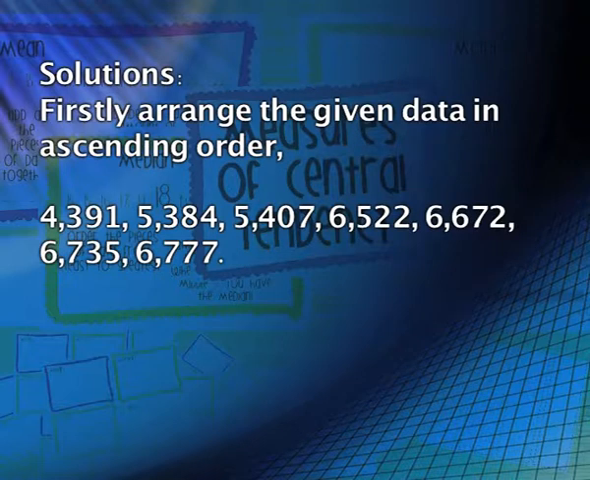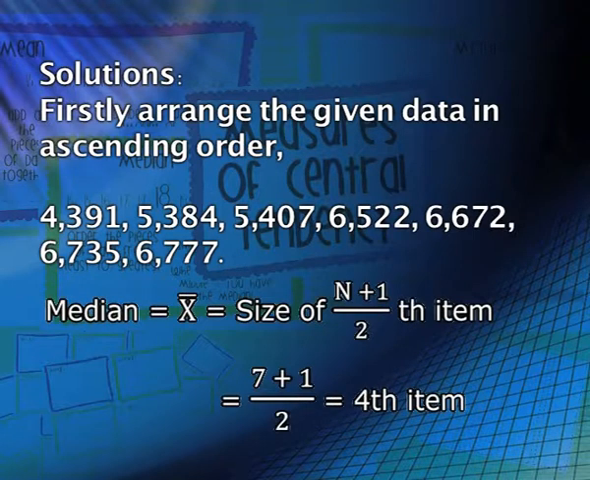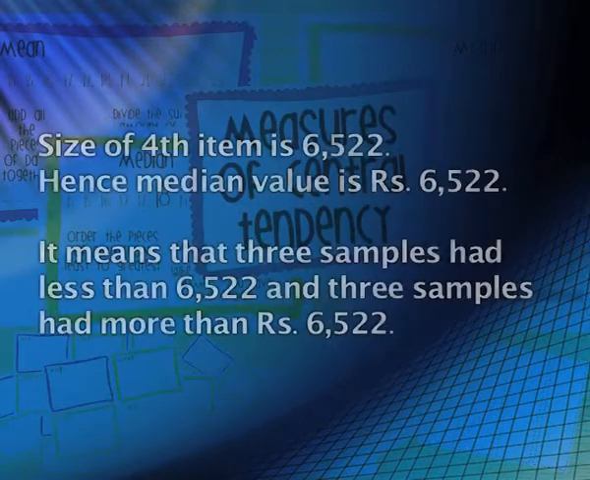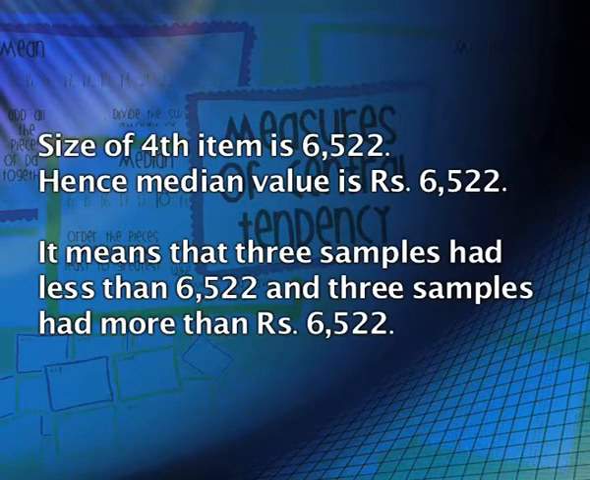So we have the given data in ascending order first. 4,391, 5,384, 5,407, 6,522, 6,672, 6,735 and 6,777. Now the data is arranged in ascending order. The median will be x bar. So that is equal to size of (n plus 1) by 2th item. So that is equal to 7 plus 1 by 2. That is equal to 4th item. So size of the 4th item in the data is 6,522. Hence the median value will be rupees 6,522.